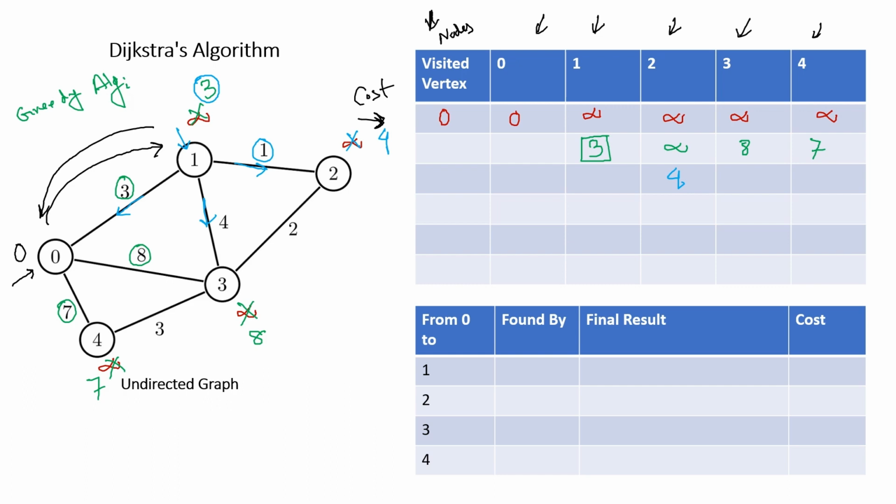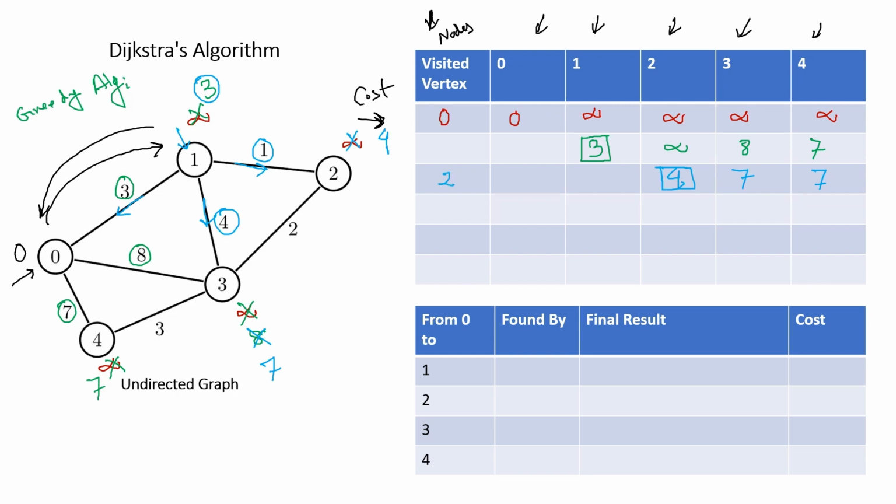And from 1, we can visit 3, and the cost is 4. So 4 plus 3 is 7. The new cost is 7, which is better than our previous one. So we're going to update our table. Now, can we visit any other node from 1? No, we cannot. All the possible nodes are already discovered. Let's put 7 down. So which is the best possible route? Definitely going to 2. Next, we're going to visit 2.